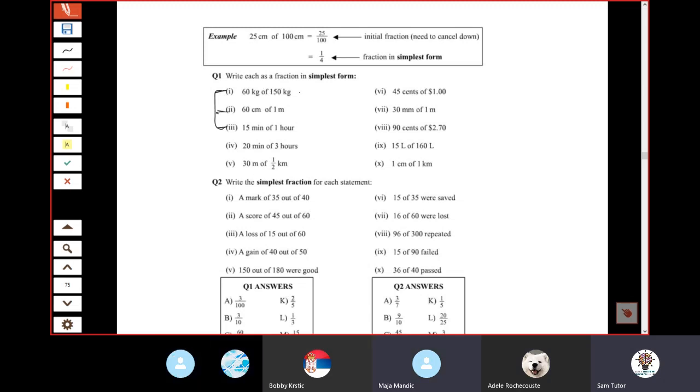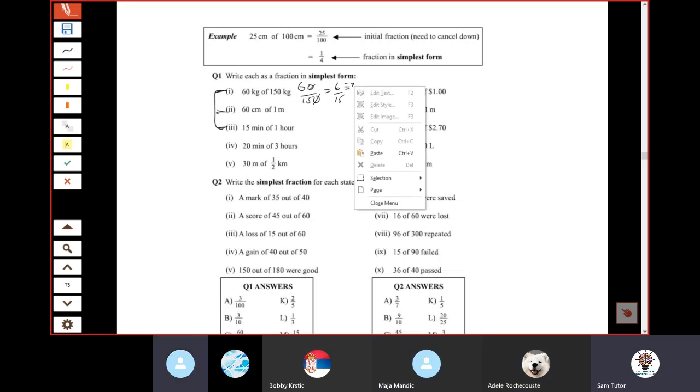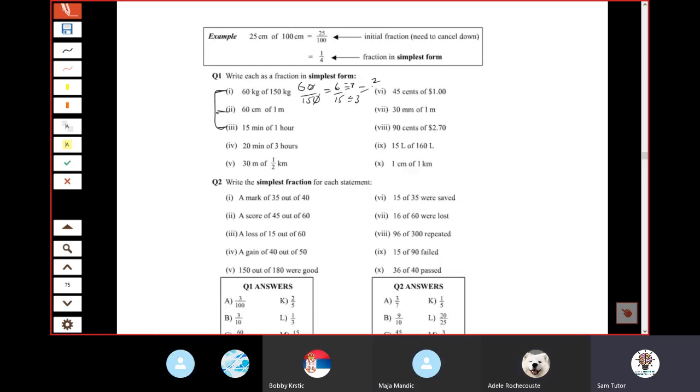Anybody have the answer for the first one yet? Have it working out? All right, Adele, tell me what's your first line. I got 60 over 150, then I simplified it to 6 over 15, then I simplified it again to 2 over 5. What did you divide it by? Divide by 3, right? Yeah. So 2 over 5. Good girl.